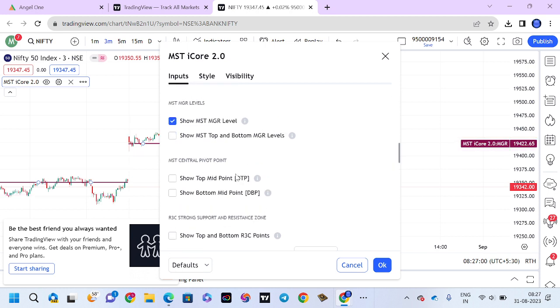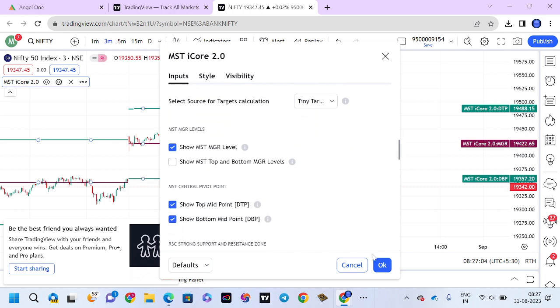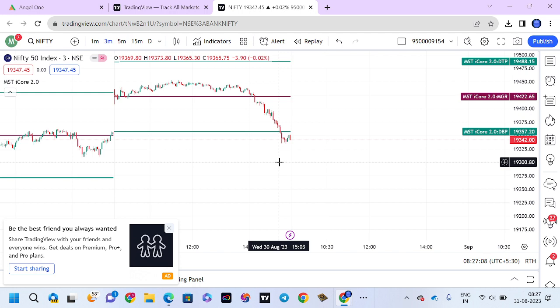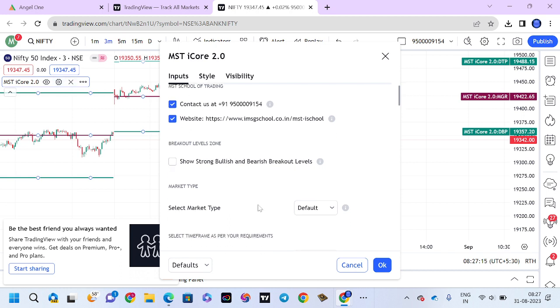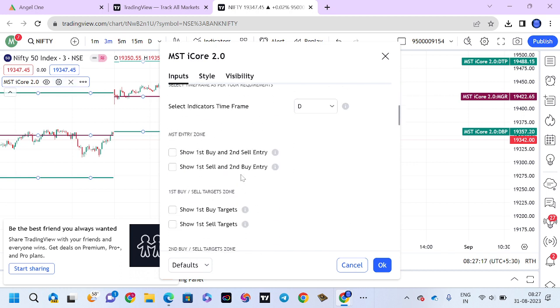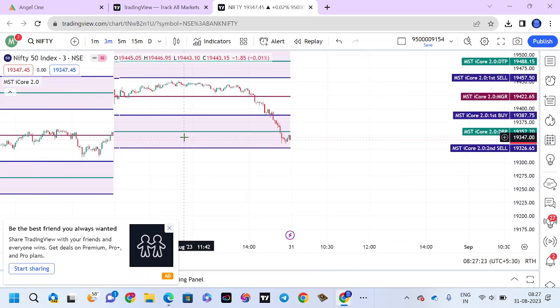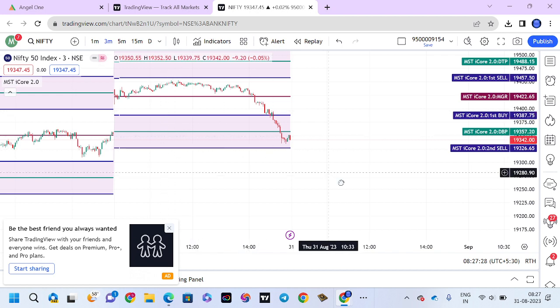So this is top midpoint and bottom midpoint, because it will show you from where the market will reverse or till where it will reach. If the market is coming with a giant candle, from where it will reverse, all those points it will tell you. See here, I will show you clearly. See this line, the top midpoint and bottom midpoint, it is a midpoint between this zone and this zone.